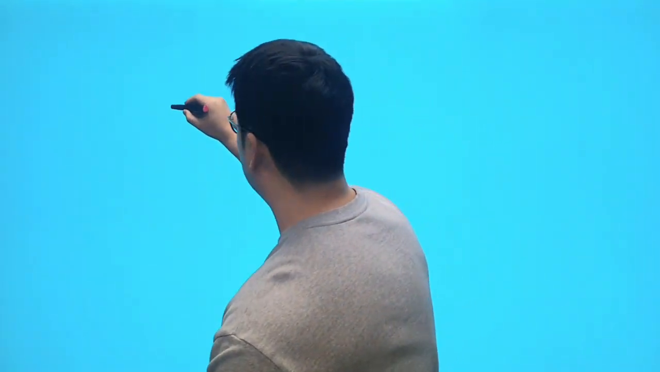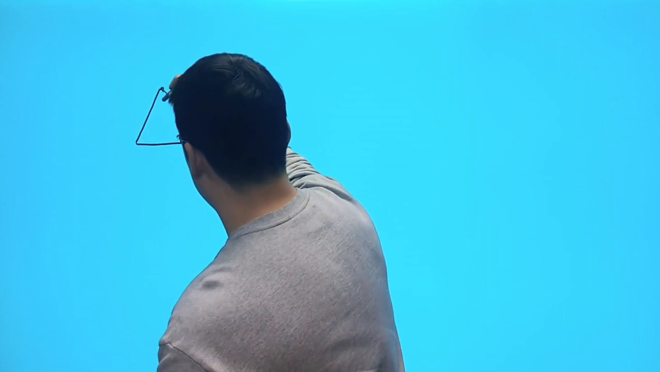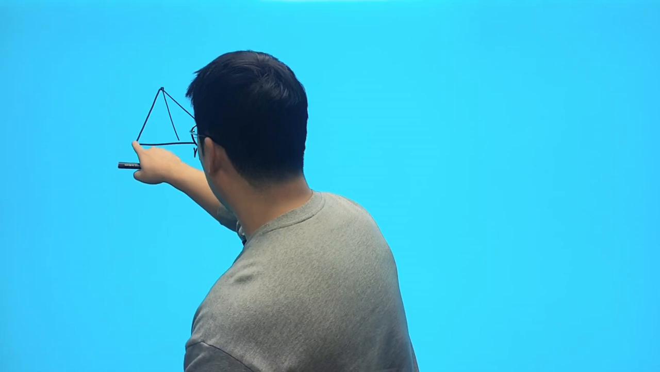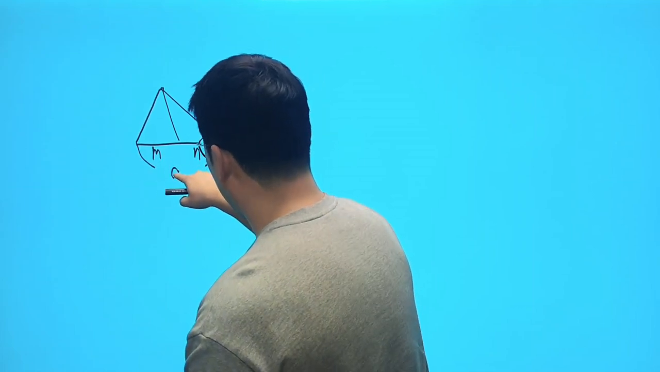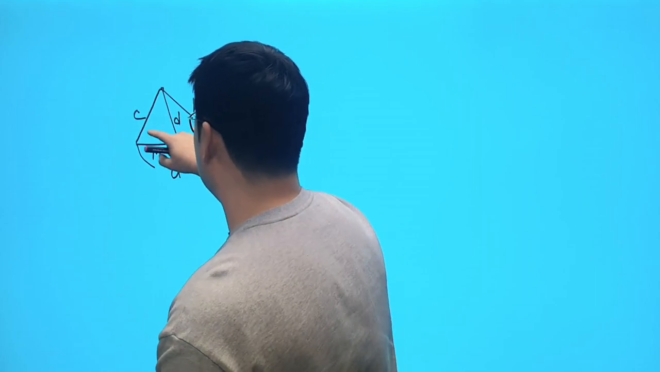Hey everyone, in this video, I would like to talk about how to use Stewart's theorem for competition math. So I've got to give you the picture. Here's the drawn picture of a triangle. All right, so here we go. We've got some m and n, and the whole side length right here is going to be a, and this is going to be d, and that's going to be b, and this is going to be c.